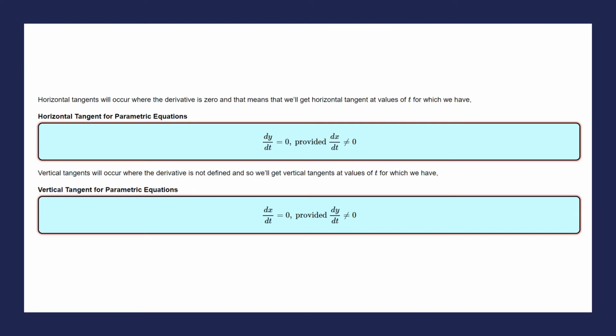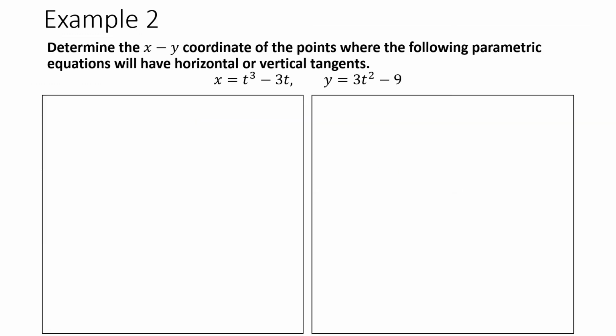All right, we can also use these derivatives to find horizontal tangents and vertical tangents. If I want to find a horizontal tangent, I want the numerator of the derivative to equal 0. So I want dy/dt to equal 0, again provided that dx/dt doesn't equal 0. And then if I want a vertical tangent, I want my denominator to equal 0, because I want it where the derivative doesn't exist. And so I would do dx/dt equals 0, again provided that dy/dt does not also equal 0.